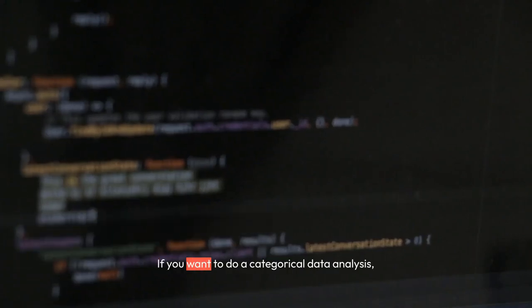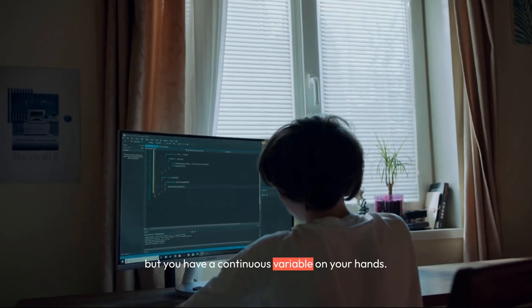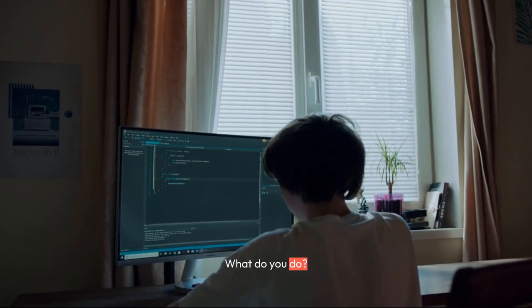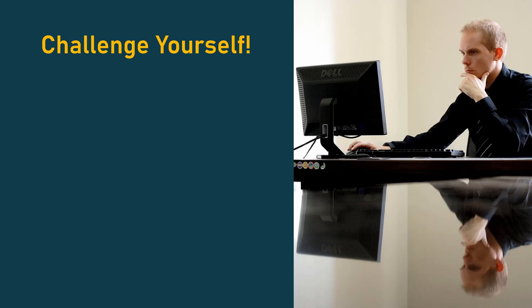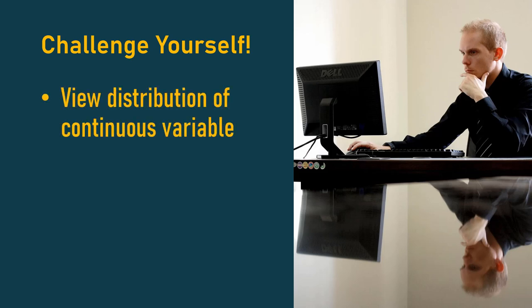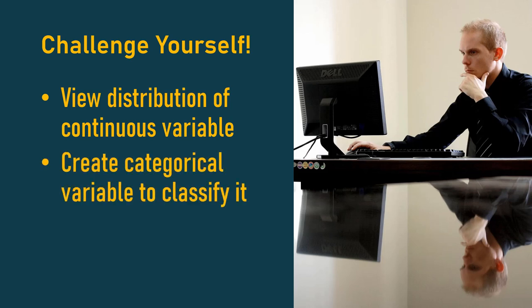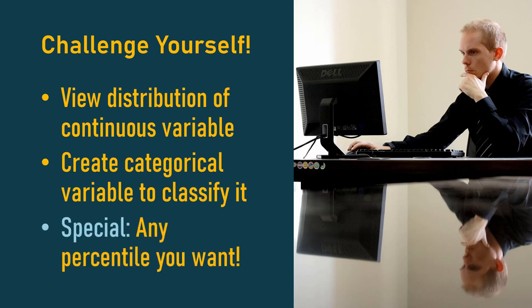Hey there. If you want to do a categorical data analysis, but you have a continuous variable on your hands, what do? Let's classify it. If you are learning R, use this video to challenge yourself. First, we'll look at the distribution of a continuous variable, systolic blood pressure, from a real-world data set. Then, we will create a categorical variable to classify it. And then, if you stick around until the end of the video, I'll show you a trick to get R to calculate any percentile of a continuous variable you want.